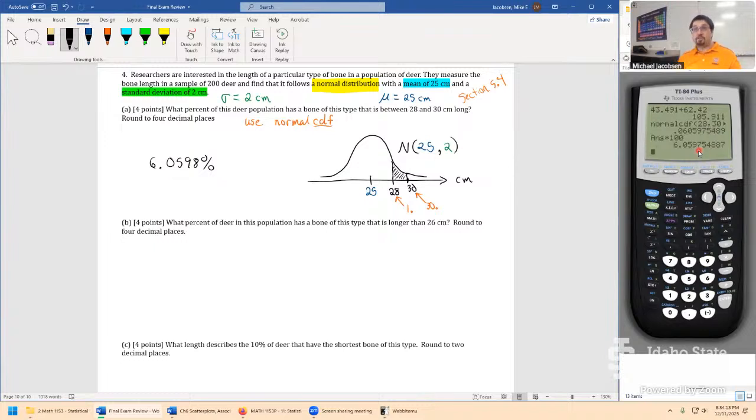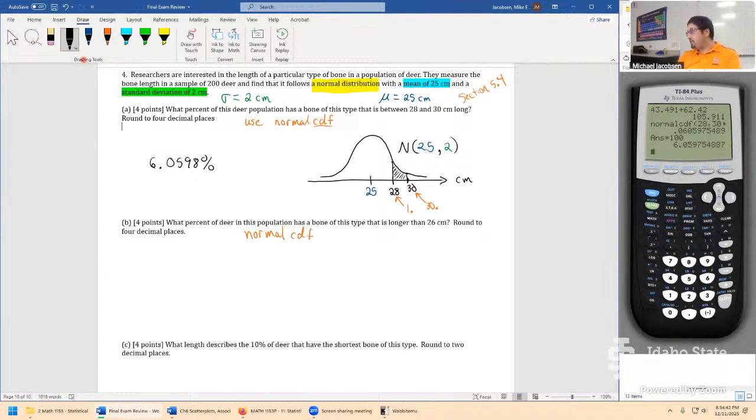Well, any questions at all, folks, with the normal CDF process at the moment? Okay, next problem is a little bit different because our area is not something like this in between. It goes off in a direction. It says just longer than 26 centimeters. But it's still a what percent type question, so it's still normal CDF.